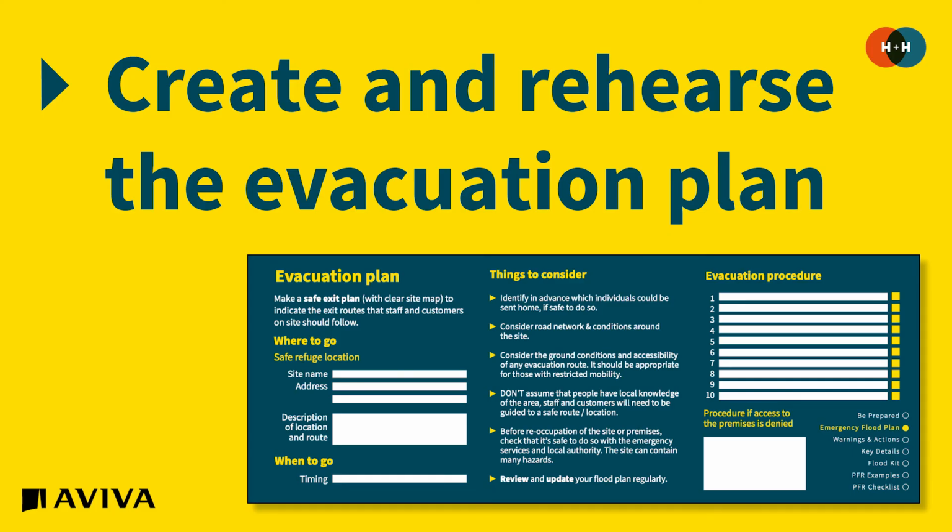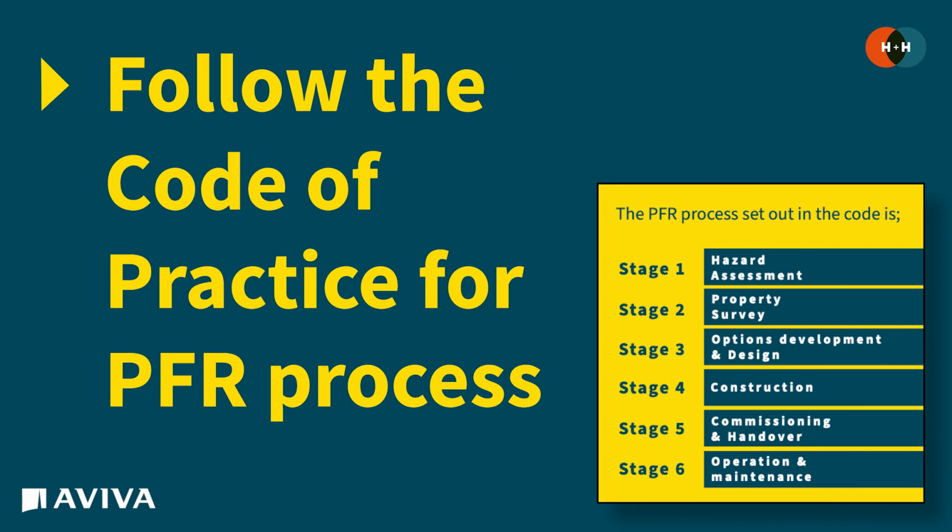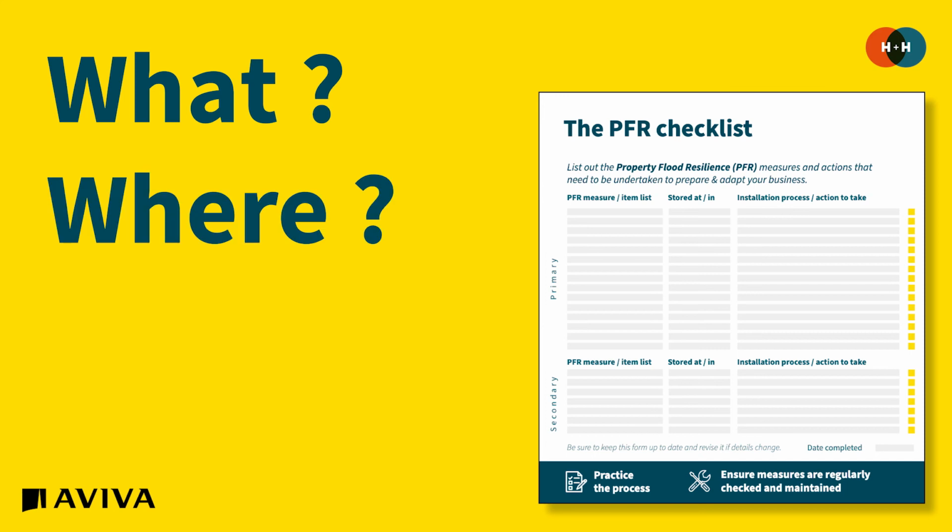And we should create and rehearse an evacuation plan and be sure that our staff are familiar with all of the different practices and procedures that are set out within it. And finally, with all of this, we really want to work in a systematic way that follows the process set out in the Code of Practice for Property Flood Resilience. Because as I said before, context is key with all of this, and the way in which you adapt will depend on your specific setup and circumstances. But whatever approach is used, it's important to record what measures are in place, where they're stored, and how they're fitted and maintained.